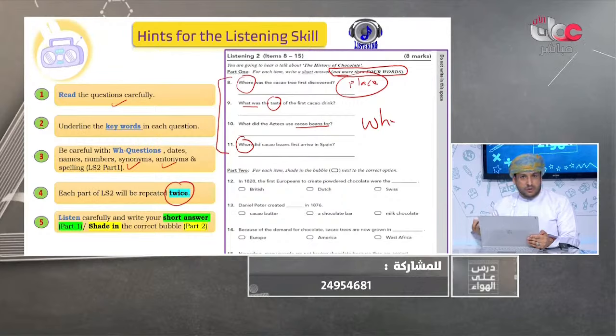If it is a date, it's only 1 word. If it is a name of a place, it's only 1 word. So try to be careful. Don't write more than 4 words. All right, so I hope that these things will help you in tomorrow's exam.